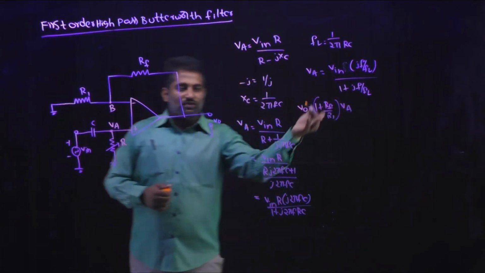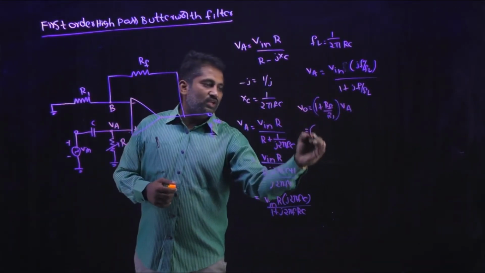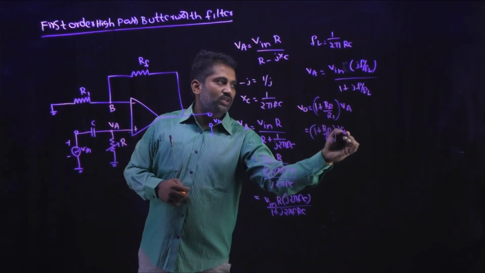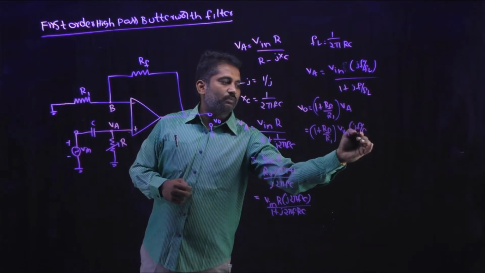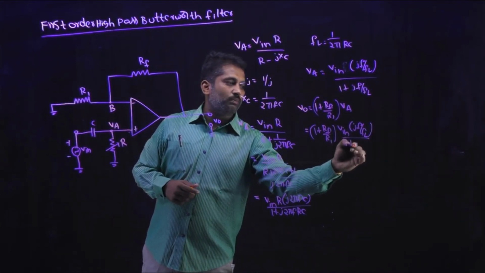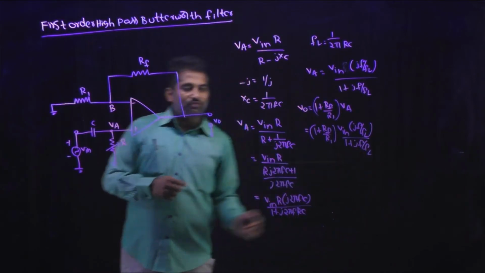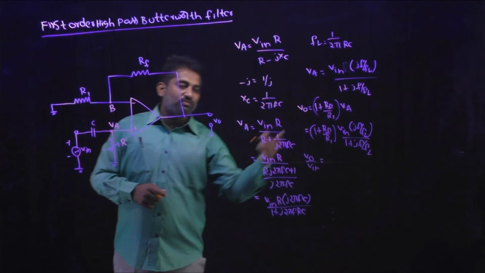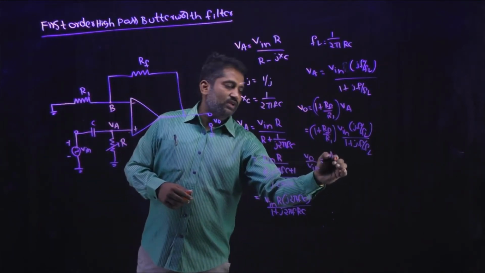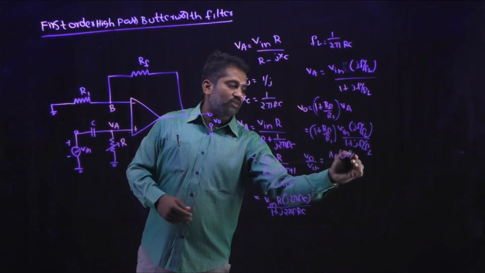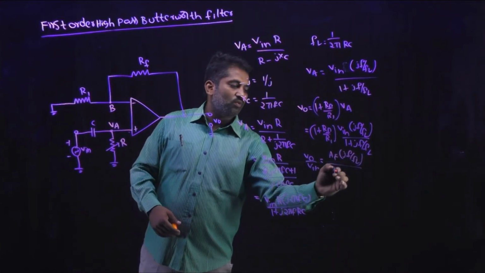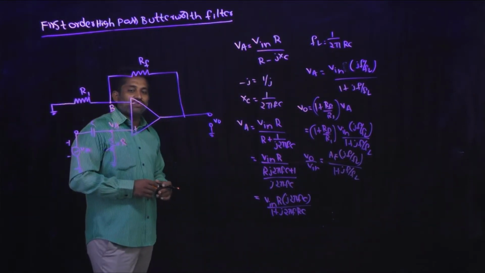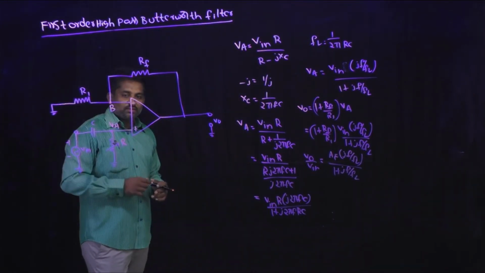So substitute the value of VA in this expression, then you will get it as 1 plus RF by R1 into Vin into j F by FL divided by 1 plus j into F by FL. So V0 by Vin is equal to 1 plus RF by R1, which will be taken as AF, into j into F by FL divided by 1 plus j into F by FL, which is nothing but the transfer function of the first order high pass Butterworth filter.